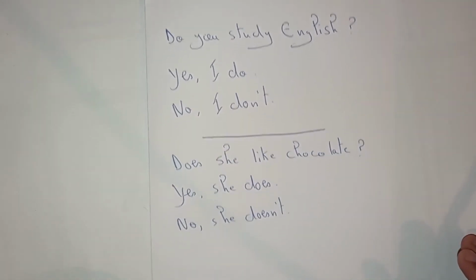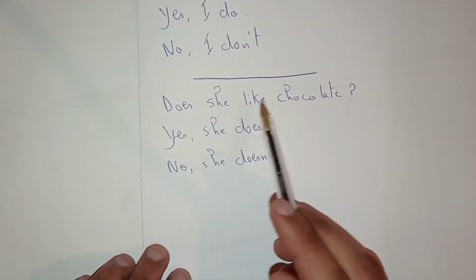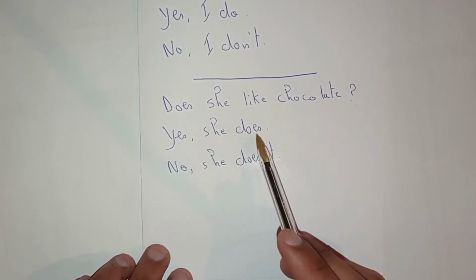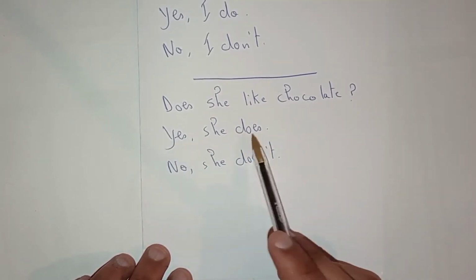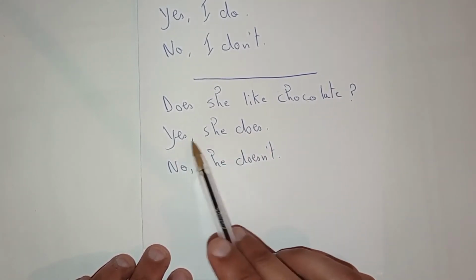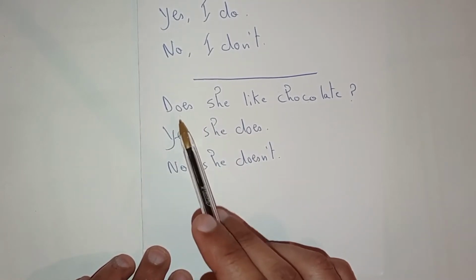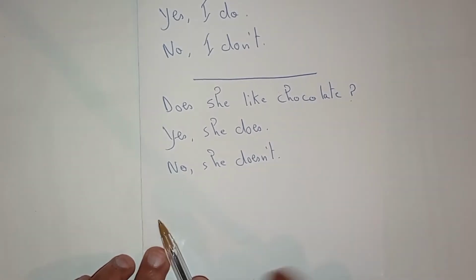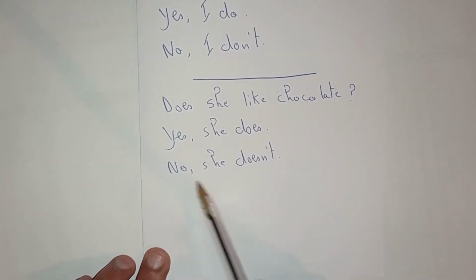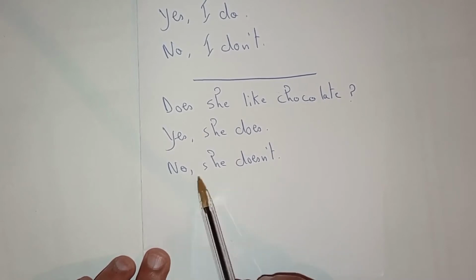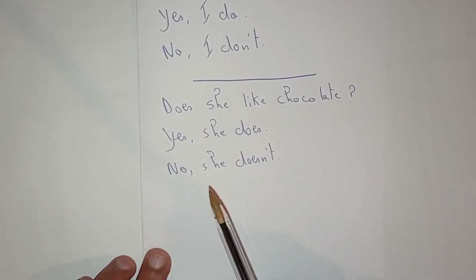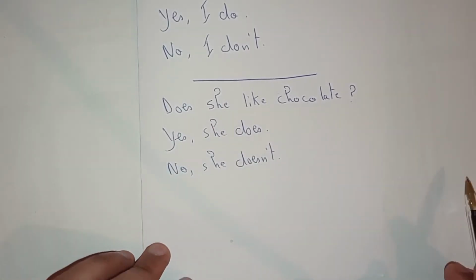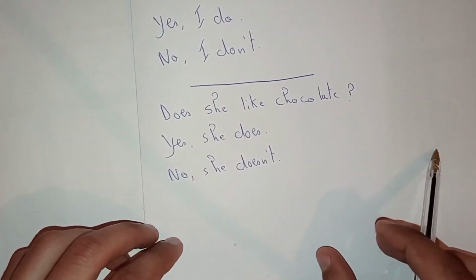Let's have one more example. Does she like chocolate? Yes, she does. The short answer is positive. Yes, she does means yes, she likes chocolate. No, she doesn't. The short answer is negative. No, she doesn't means no, she doesn't like chocolate.